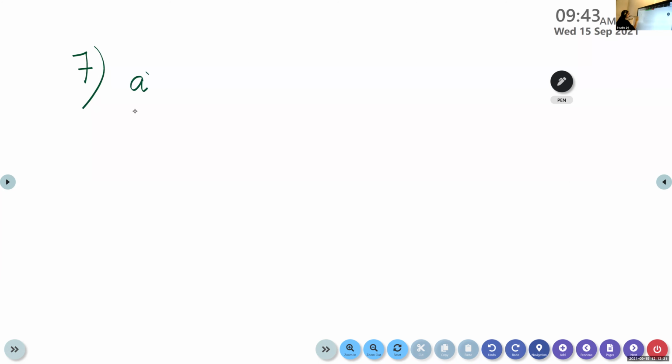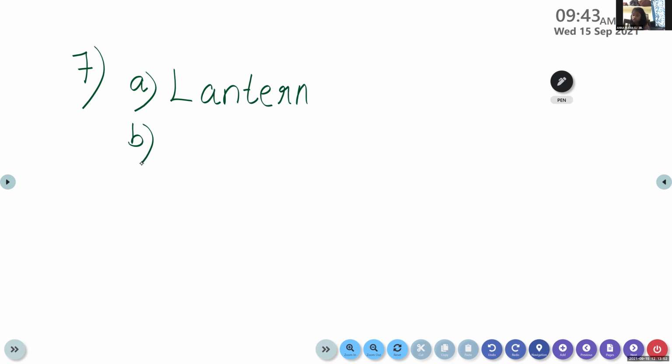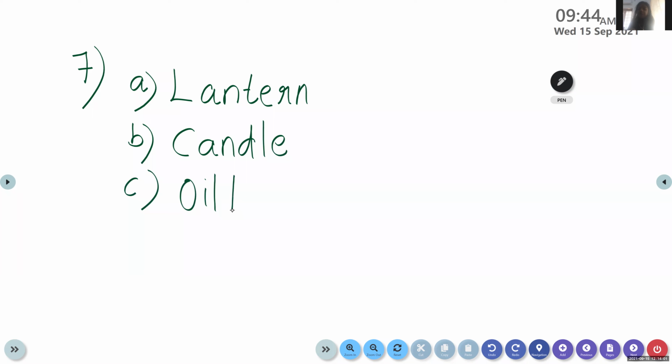A. What is the name of that picture? Lantern. Okay. L-A-N-T-E-R-N. So those who did not complete, now itself complete. Oil lamp. I told one student to read it. Yes, Riya. Candle. Oil lamp. Okay. See, it is oil lamp. Not electric oil bulb. So don't say it is oil. Oil lamp. Then electric bulb. Okay. Yes.